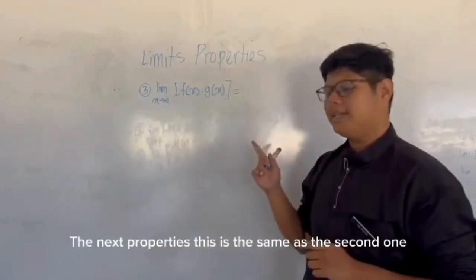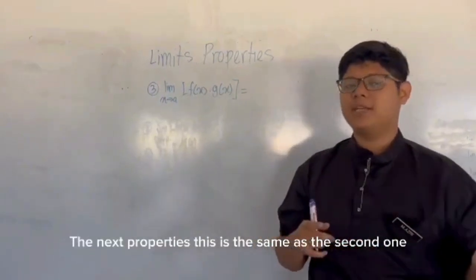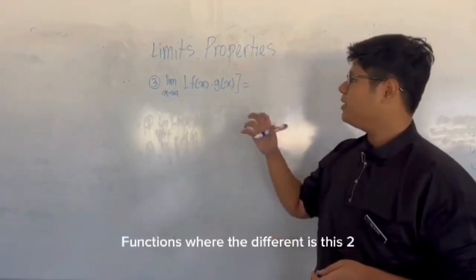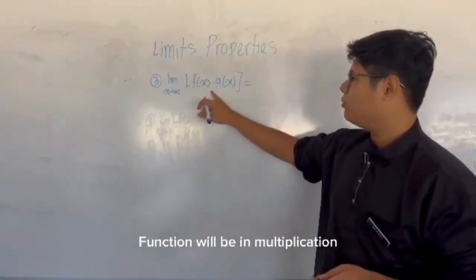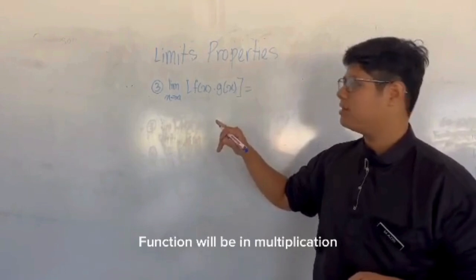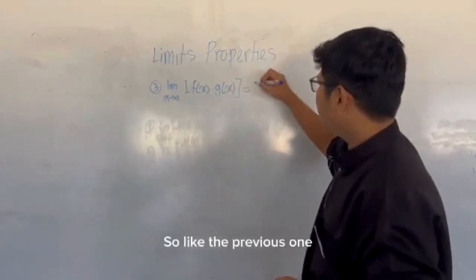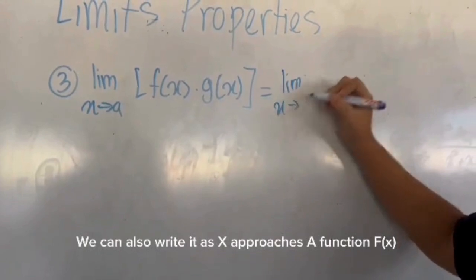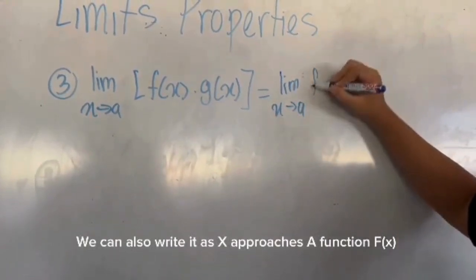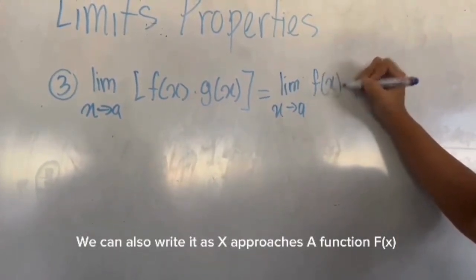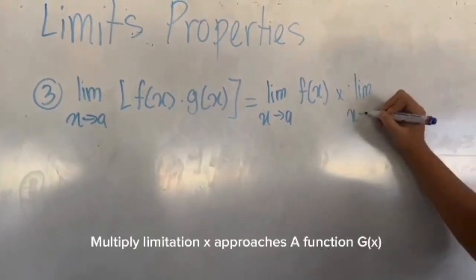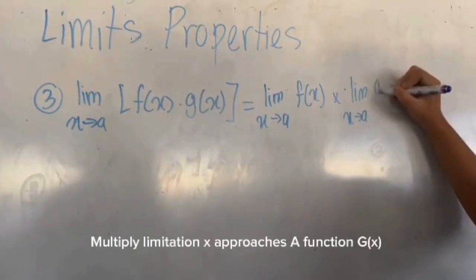So onto the next property, which is the same as the second one, where we have two functions, but the difference is these two functions will be a multiplication. Like the previous one, we can also write it as the limit as x approaches a of f(x), multiplied by the limit as x approaches a of g(x).